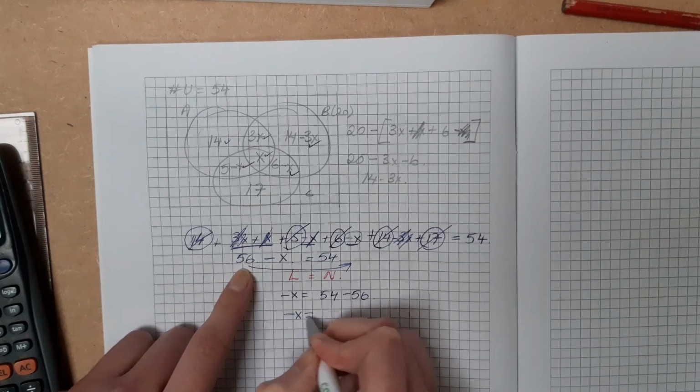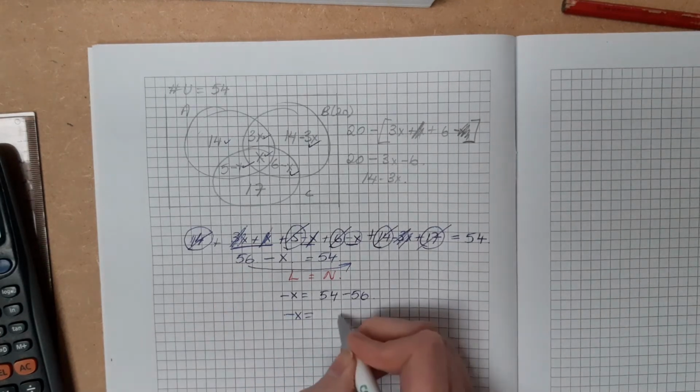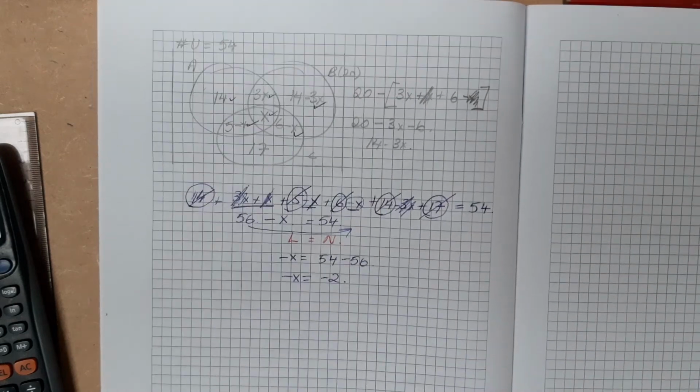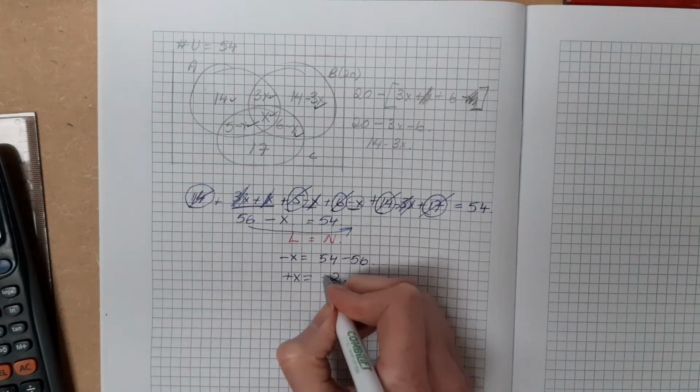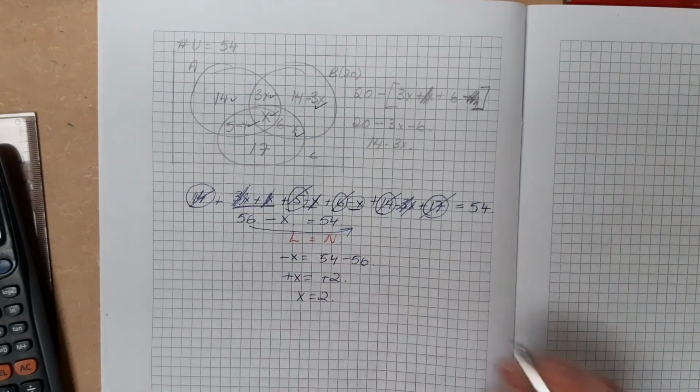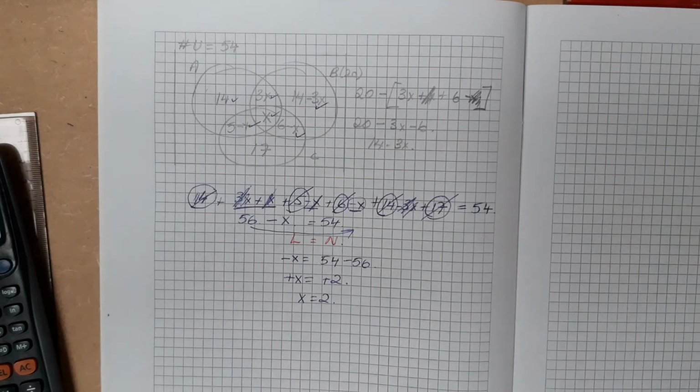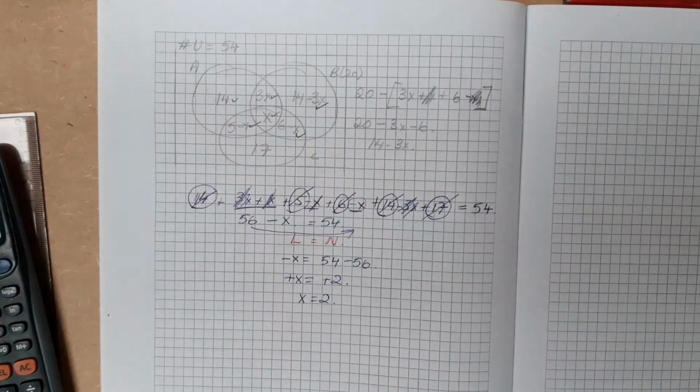So I'll have minus x. 54 minus 56 is minus 2. I have two negative numbers. They change to positive. So the value of x is 2. Now you might sometimes have to go back and answer questions then on the actual drawing.